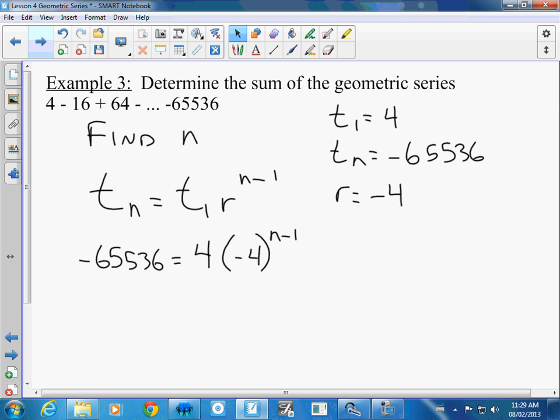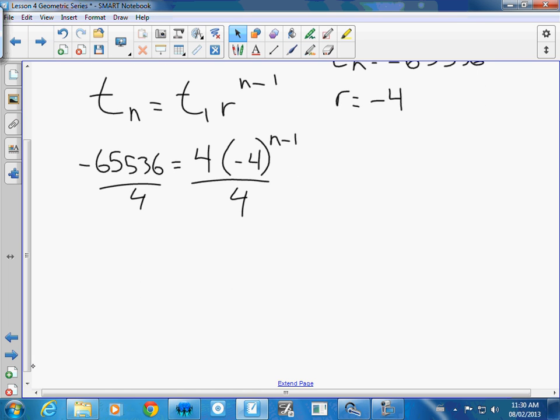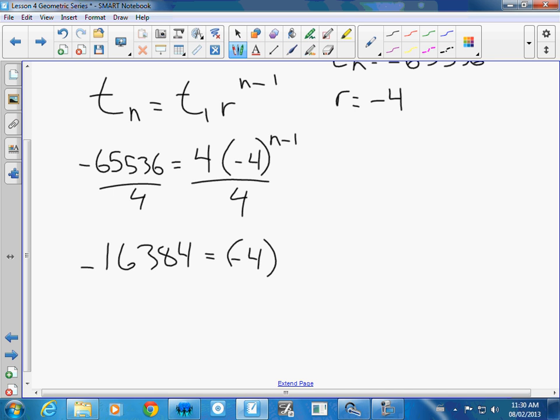What do we do with this one? Divide both sides by 4, to get rid of the 4 in the front. Bang, bang. Okay. Negative 16,384. I'm trying to do this in my head. It equals negative 4 to the n minus 1.